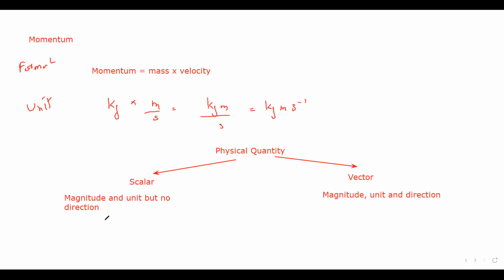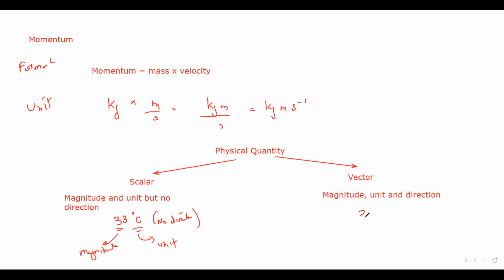Like, for example, if I say today's temperature is 33 degrees centigrade. So this 33 is a magnitude and degree centigrade or Celsius is a unit. But I don't say in the direction of east, west, north, south, upward, downward. So there is no specific direction. That's why we call that a scalar quantity.